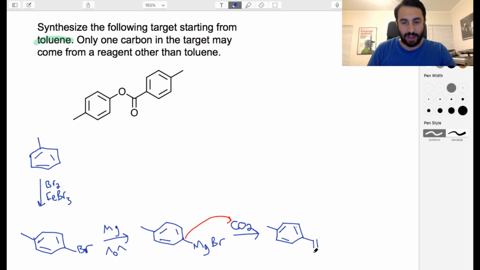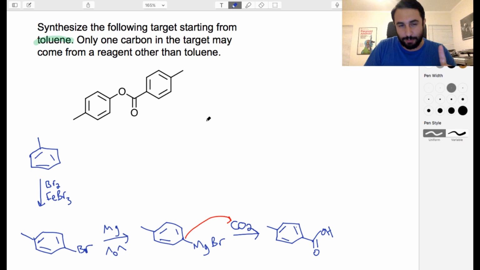And now we have our carboxylic acid. Right, so this attacks CO2, pops one of those pi bonds open, and we get the carboxylic acid. So we appear to have most of this molecule covered now. We have these two oxygen atoms, so that looks pretty promising.